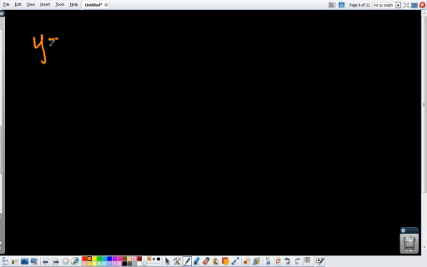Alright, so I'm going to go ahead and write another practice problem for you. So I'm going to say y equals negative 3 times x plus 1 quantity squared plus 51. So to solve this, to write this in factored form, I'm going to go ahead and make y 0.